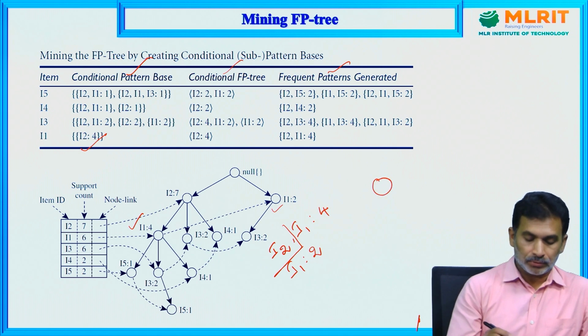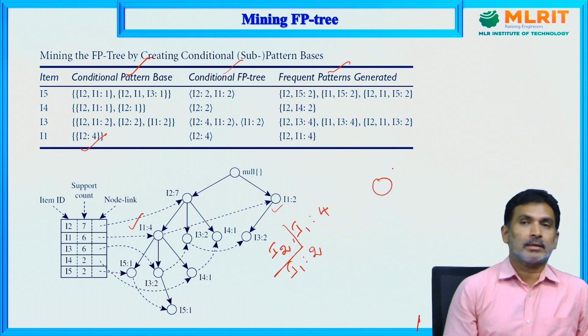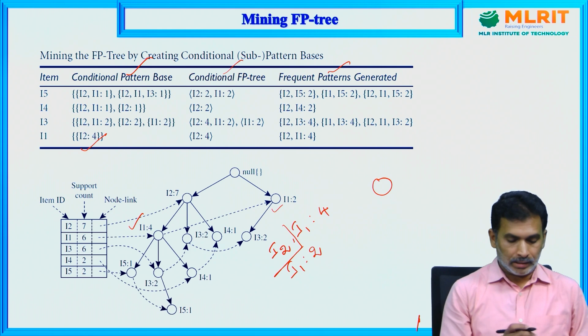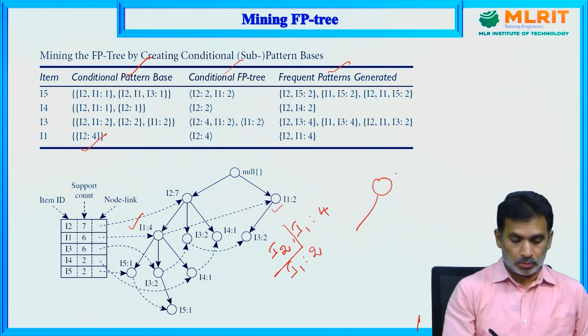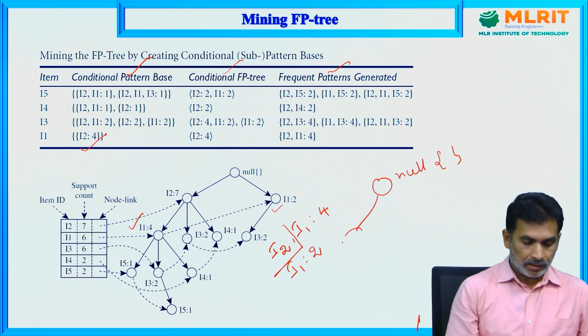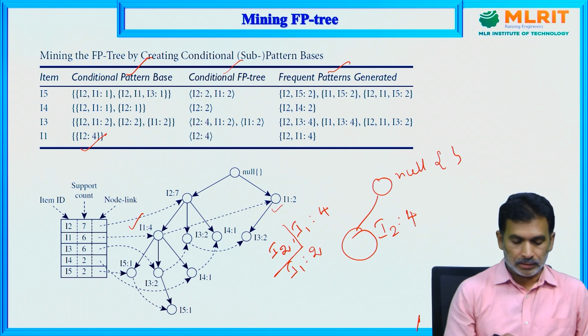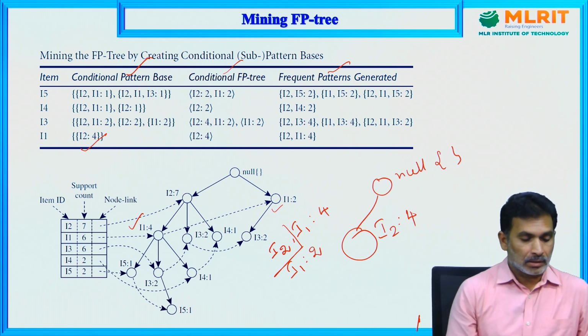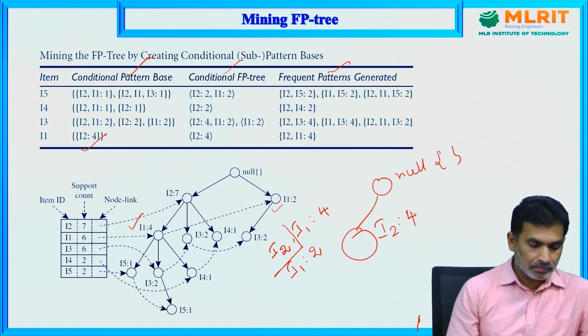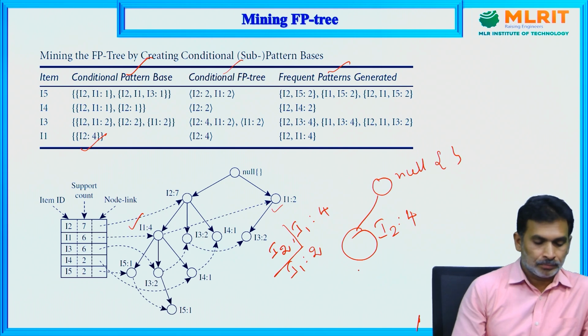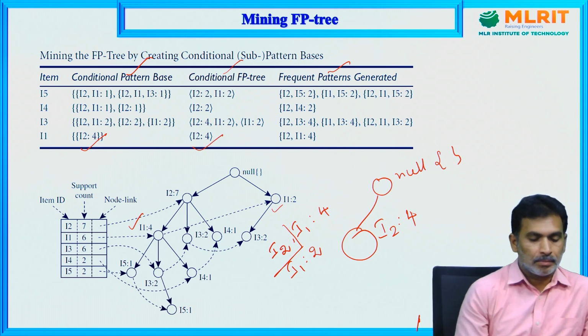First we have to create a root node with the label null, which is empty, and then we create I2 with support 4. This is the conditional FP tree for item I1. So this is the conditional FP tree.